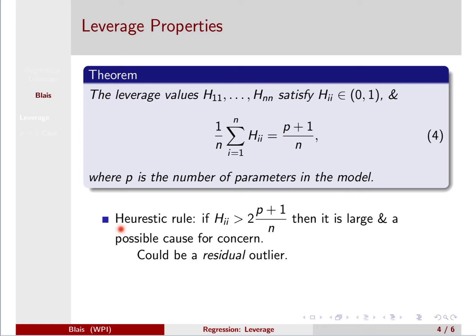A general heuristic rule is that if any single leverage value is bigger than 2 times (p plus 1) over n, notice what this is. This is just saying double the average. So if you see a leverage that is more than twice the average, then we consider that large and a possible cause for concern. That doesn't mean that you have a bad data point. It means it's something that you should look at. And then we would decide whether or not it's what we call a residual outlier, which is something we will show in just a moment.